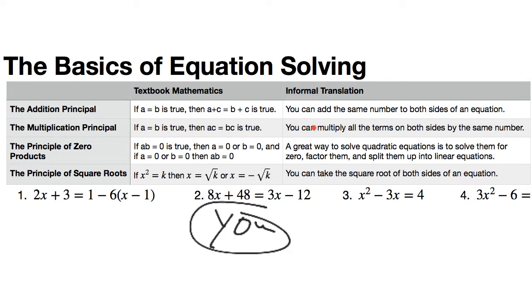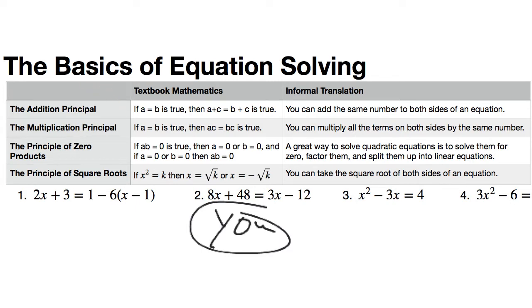You can always multiply all the terms on both sides by the same number. If you have quadratic equations, you solve them for 0, factor them, and split them up into linear equations. Once you factor them, A times B equals 0, then you can split them up into A equals 0 or B equals 0. The principle of square roots: you can always take the square root of both sides of an equation. You just have to remember that one equation turns into 2 different equations. I'll show you what I mean.